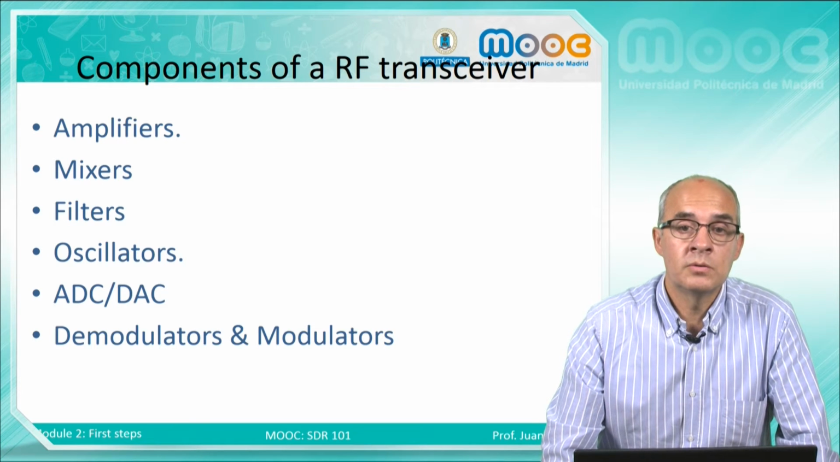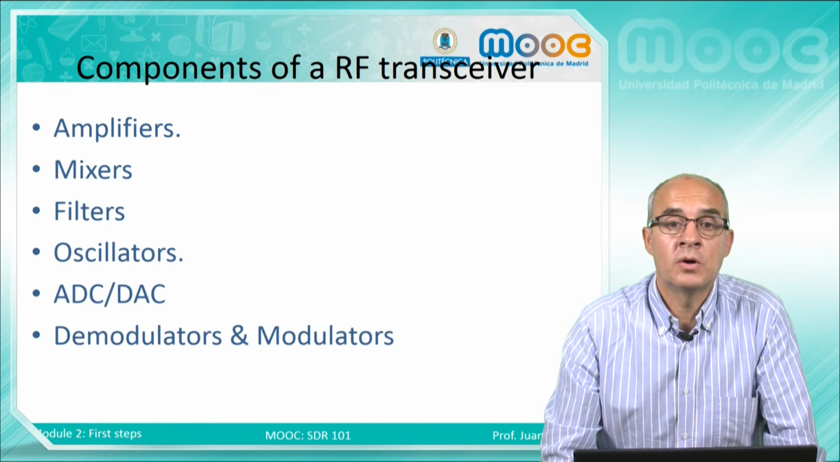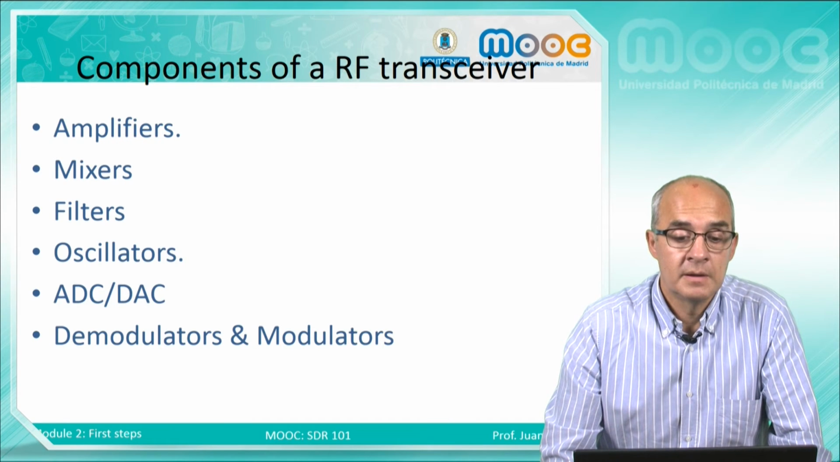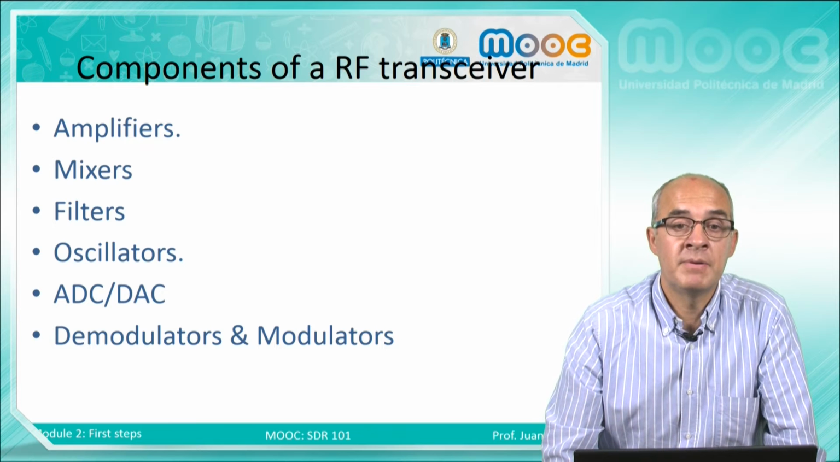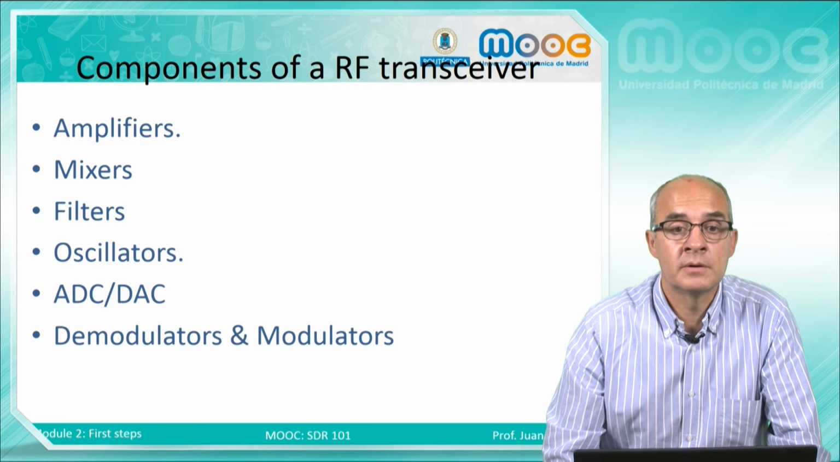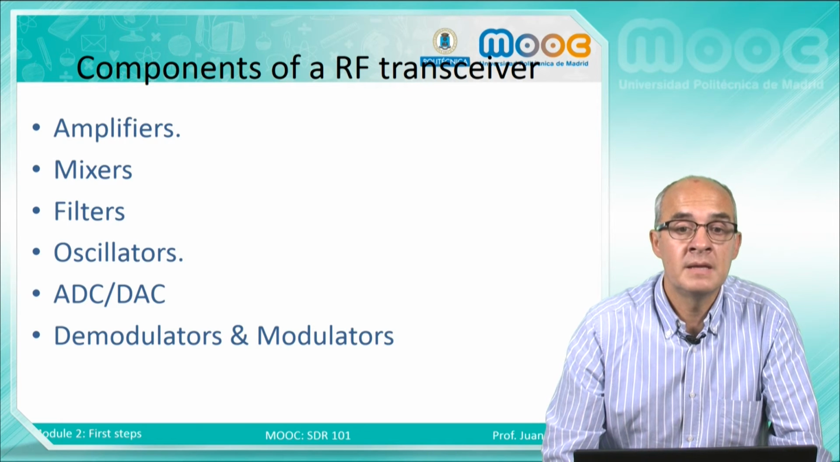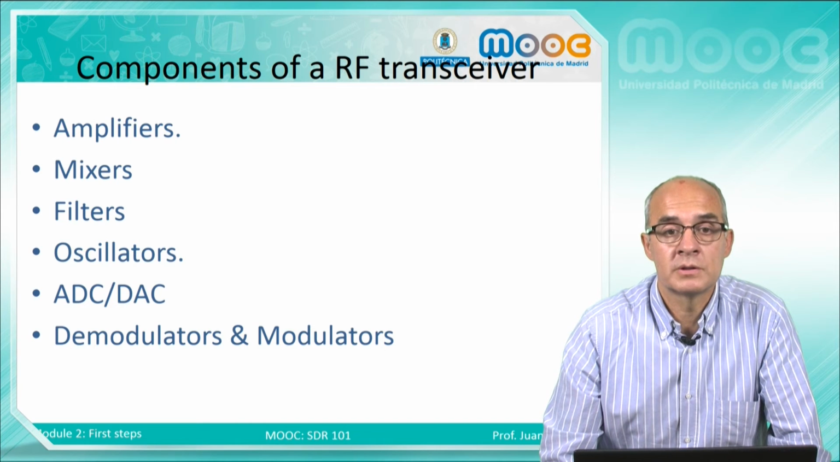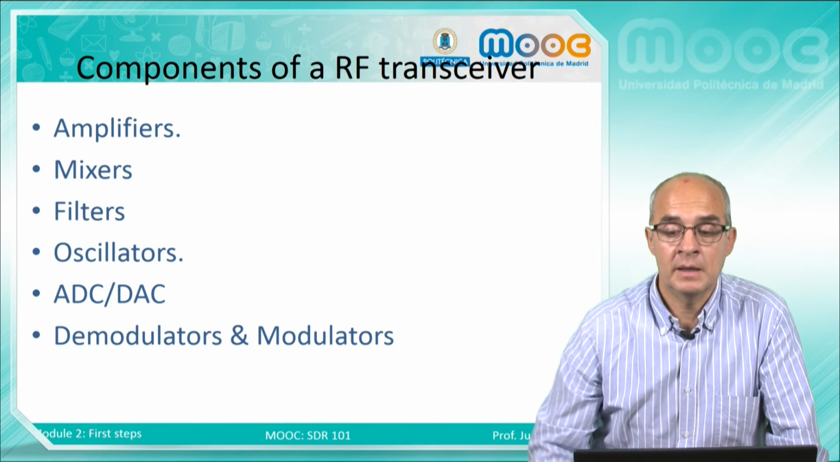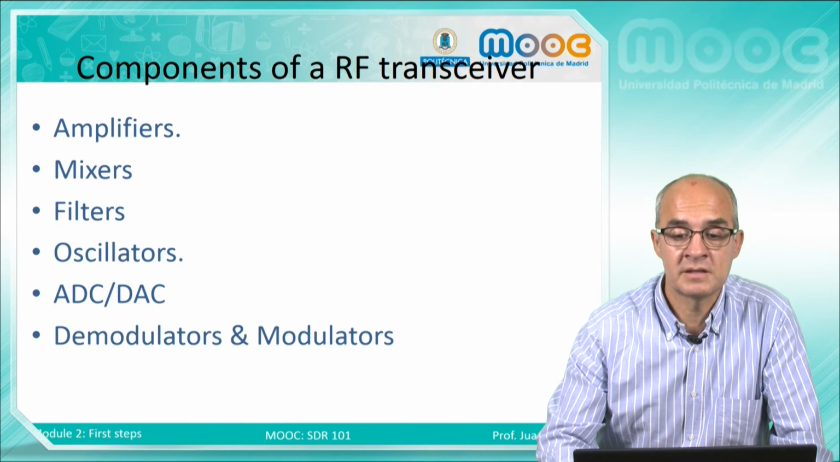Now we are going to make a short review of the components of an RF transceiver. The components I have mentioned before are amplifiers, mixers, filters, oscillators, AD converters and DA converters, and finally the modulators and demodulators. These are all the blocks we will need in a radio communication transceiver.